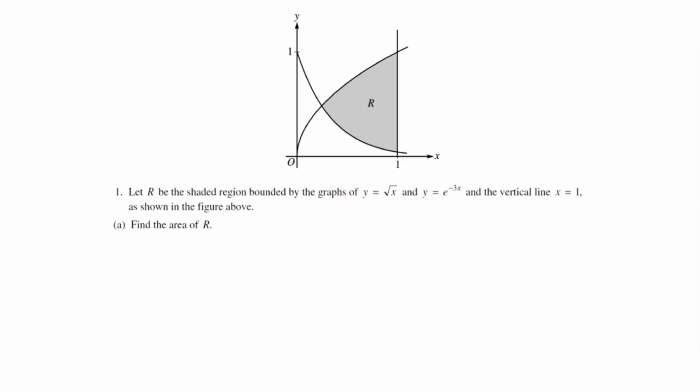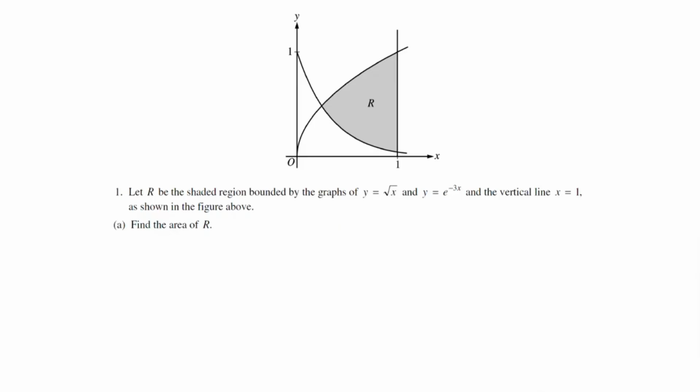All right, this is question number 1 from the 2003 AP Calculus AB exam. It's an area and volume FRQ, and it's a calculator question. And we're given region R that is bounded by root x and e to the negative 3x, as well as the vertical line x equals 1. And we want to find the area of R.